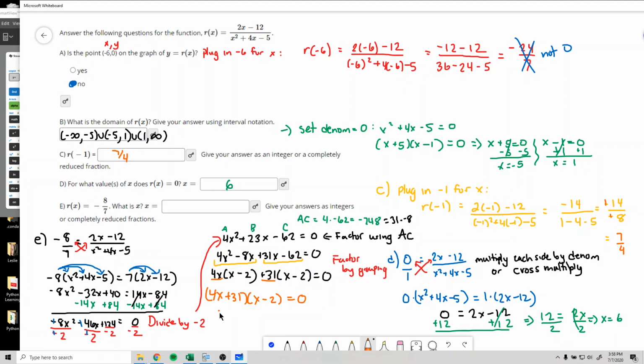Set each one to 0. We got 4x plus 31 equals 0. x minus 2 equals 0. And the one on the left, subtract the 31. Since I'm kind of out of room, I'm just going to talk through the two steps. We subtract the 31 to get negative 31, and then we divide by 4, so we get negative 31 over 4. The one on the right, we add 2 to each side, and we get x equals 2. So this last final part has two answers, negative 31 over 4 and 2.